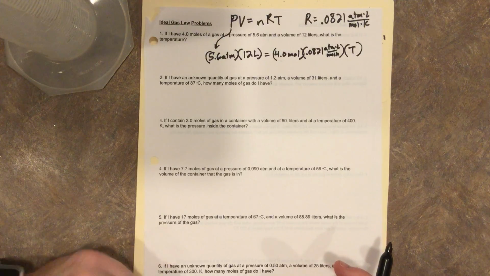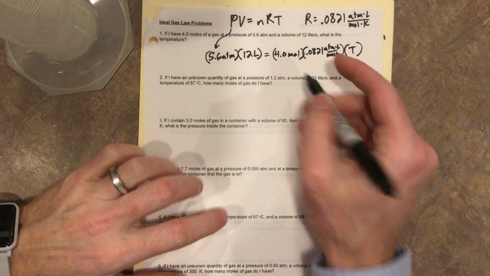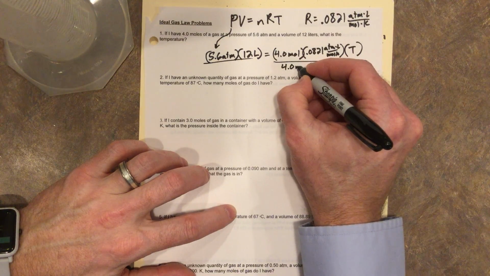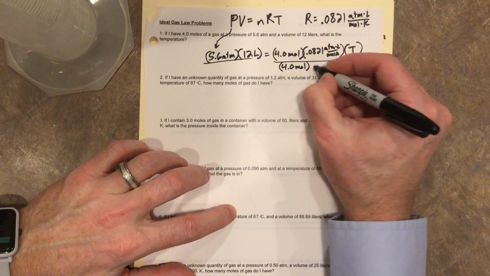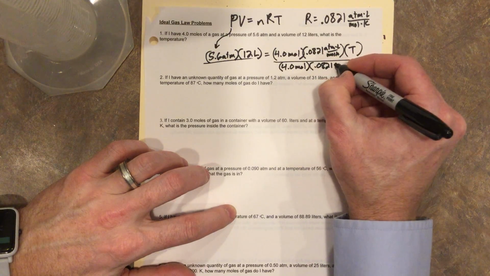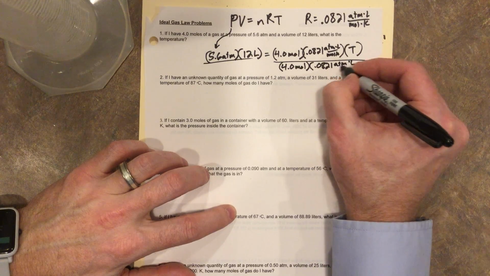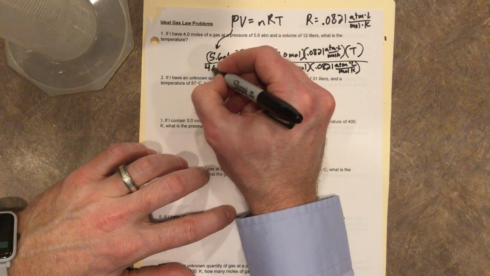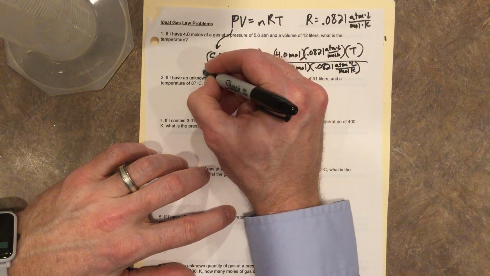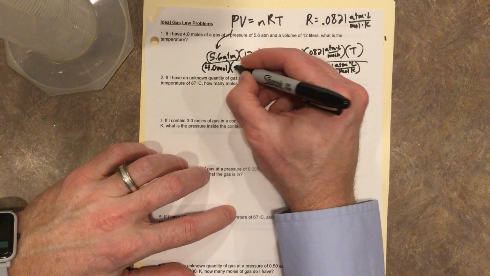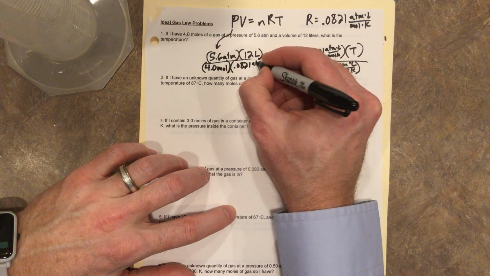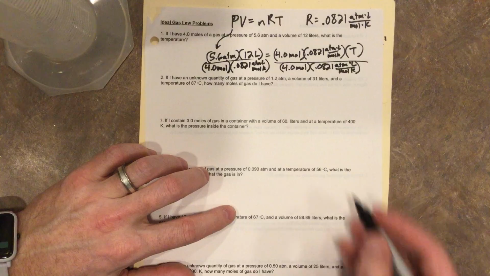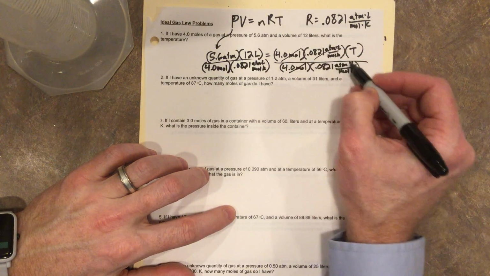So now that I have that all set in there, I've got to do algebra, every high schooler's favorite thing to do. I'm going to divide both sides by 4.0 moles and by 0.0821 atmospheres liters over mole Kelvin, in parentheses. Whew. Now we can see on this side, cancel, cancel, cancel, cancel.